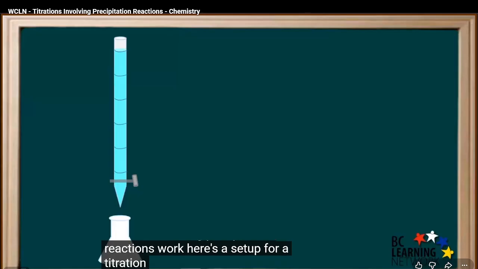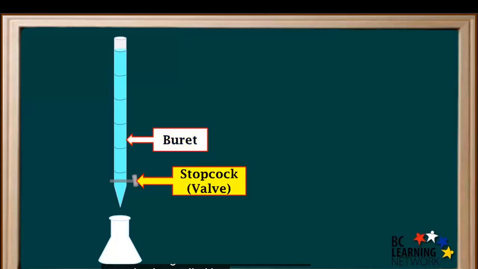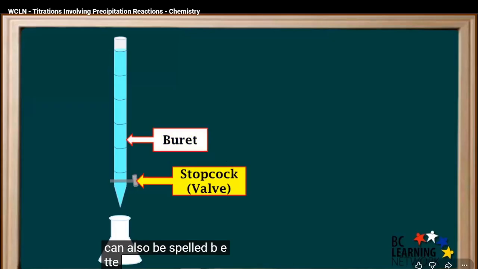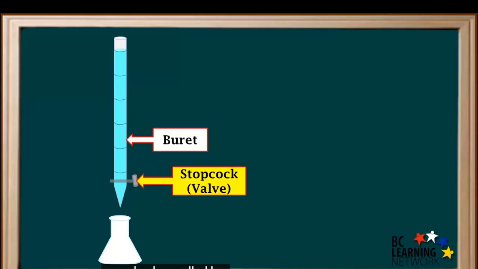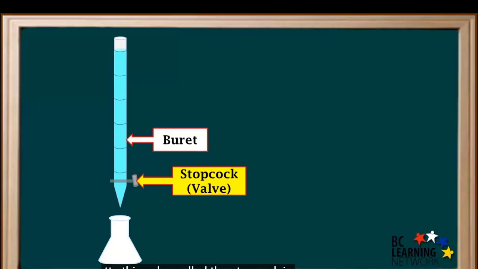Here's a setup for a titration of a solution with an unknown concentration of Cl- or chloride ions. This long tube is called a burette. Burette can also be spelled B-U-R-E-T-T-E. So we have our burette. We have the stopcock, which is also known as a valve. This valve, called the stopcock, is closed to keep the liquid in the burette.